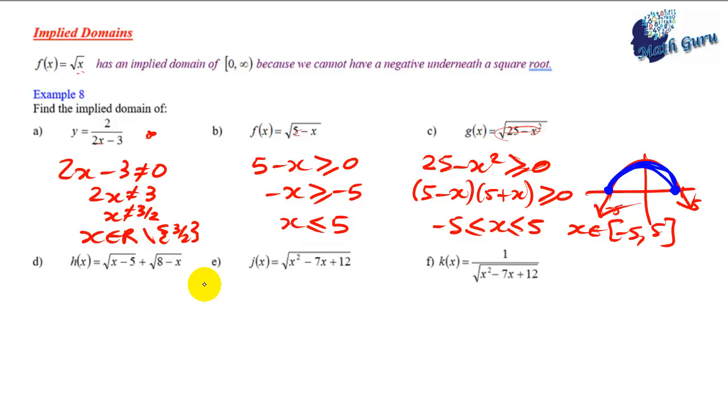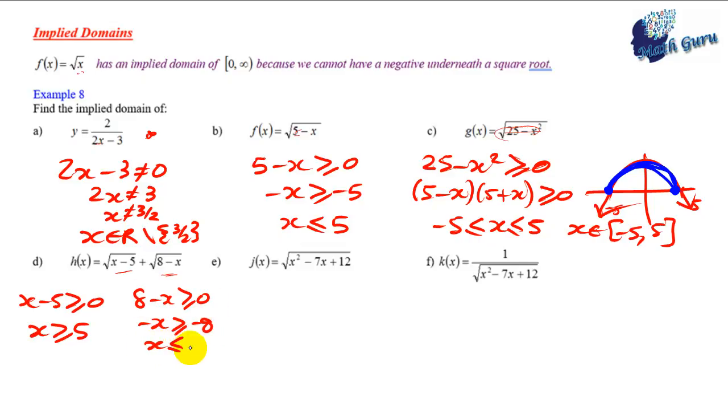When you have two functions added together, their implied domain is where the domain of each function intersects. So here, x minus 5 has to be greater than or equal to 0. So x has to be greater than or equal to 5. Here, 8 minus x has to be greater than or equal to 0. So minus x has to be greater than or equal to minus 8. When I bring that to the other side, x has to be less than or equal to positive 8.